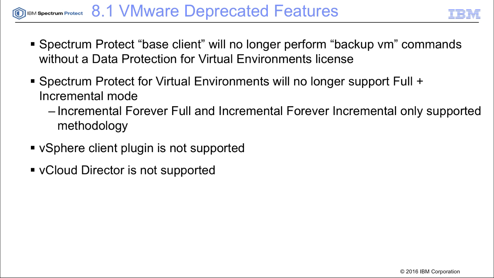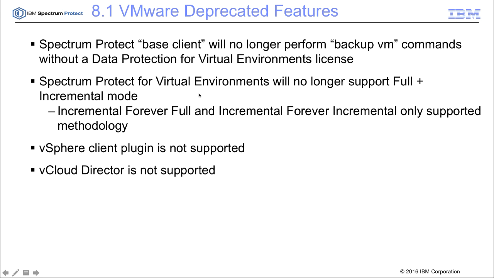Okay, now moving on to some deprecated features or features that have changed with version 8.1. First, in previous versions you used to be able to do a full backup of virtual machines using the Spectrum Protect base client. At version 8.1, that feature will not be shipped with the base client. Basically, you need to have a Data Protection for VE license.